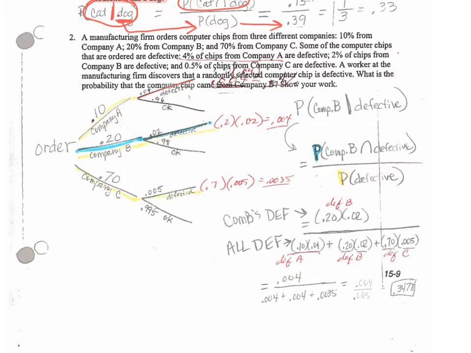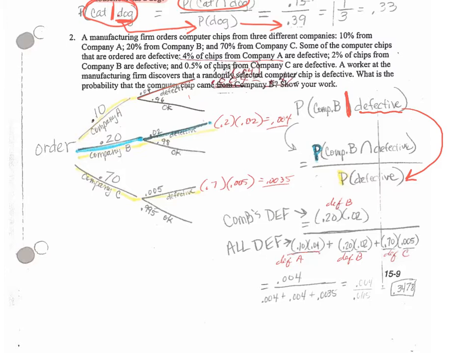Then it says, a worker at the manufacturing firm discovers a randomly selected computer chip is defective. So what that means is, given that you find a defective chip, I need to put all of the defective chips on the bottom. And guess what? There are 3 of them: some from company A, some from company B, and some from company C. And here's what that looks like.